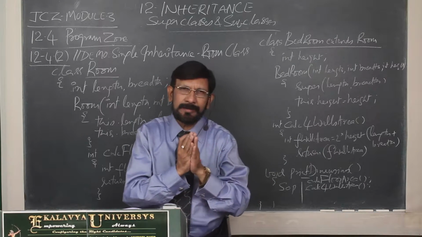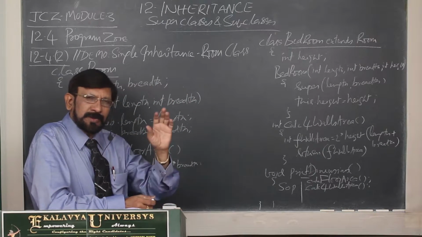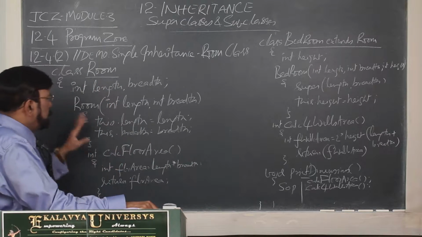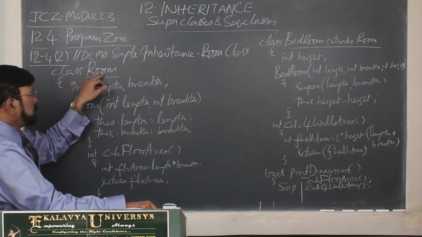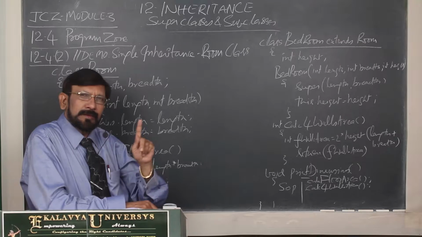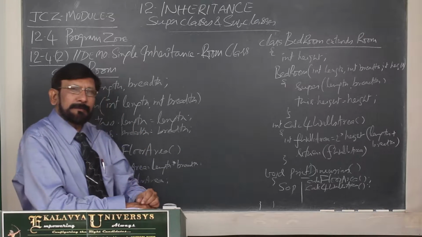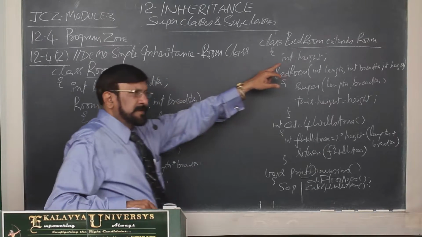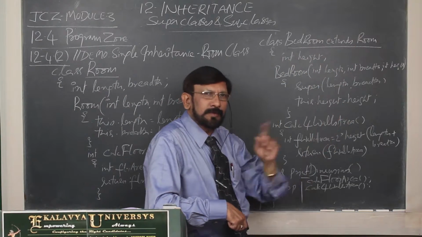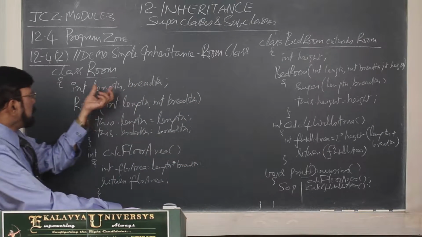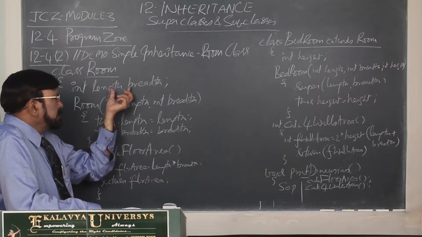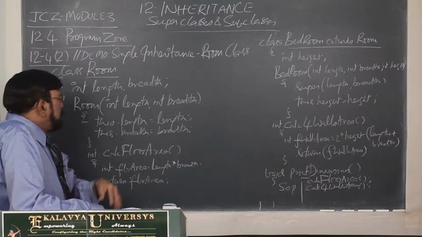First you understand what you are doing; you must have a clear idea. Thereafter, inside code you can write. So room is the superclass, and bedroom is the subclass. This is single inheritance because for a bedroom there is only one direct superclass. Okay.